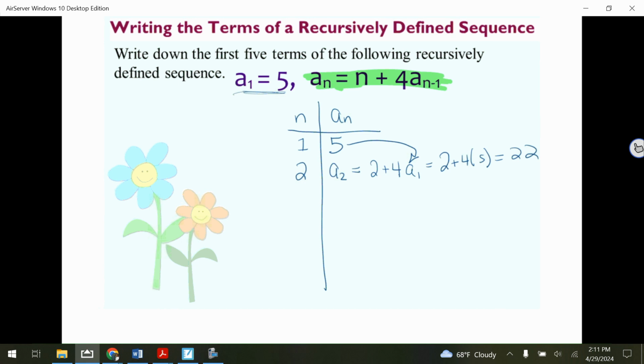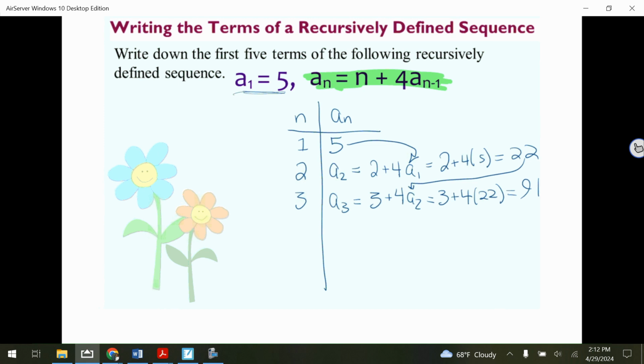So we have the first term, the second term. And again, I'm using the prior term, and that's what the whole thing about recursion is. You have to use the prior term. So for n equals 3, that's our third term. A3 equals n, which is 3, plus 4 times the prior term, A sub n minus 1, that's A2. So A2 is right here. So it's 3 plus 4 times 22. That's going to be 91.